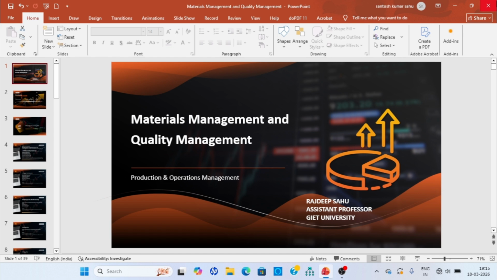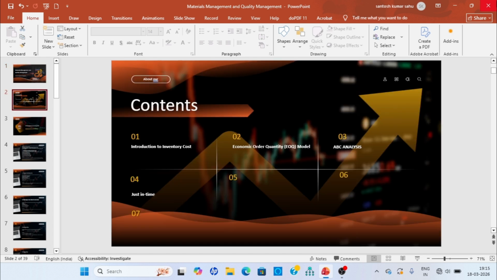So today we start with the topic of material management and quality management. Basically it comes under subjects like operation management, inventory management, or production operation management. Today we go for the inventory cost, and slowly we can move ahead topic-wise. Next we go for the economic order quantity (EOQ) model, then ABC analysis, and after that JIT, and the further topics in this particular subject.